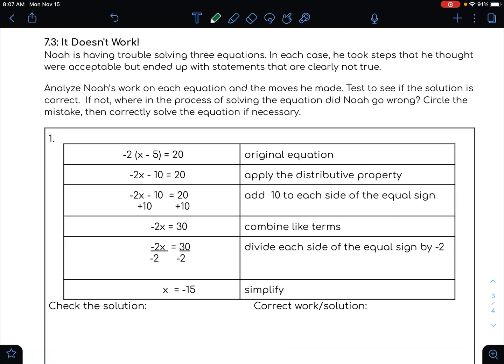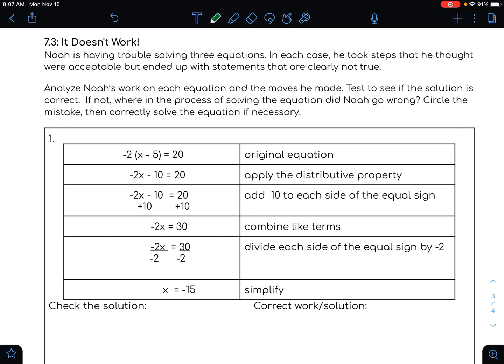Now let's look at this process all coming together here. Noah's having trouble solving three equations. In each case, he took steps that he thought were acceptable but ended up with statements that were clearly not true. Analyze Noah's work on each equation and the moves he made.